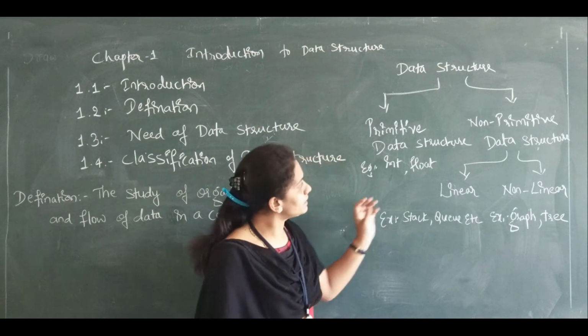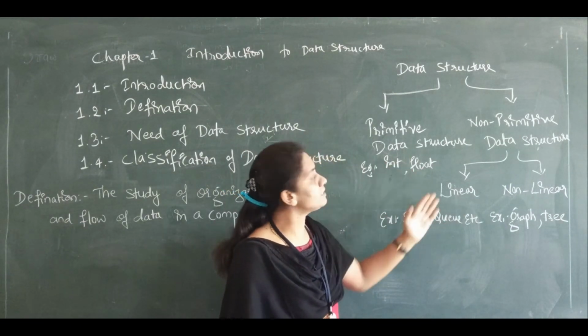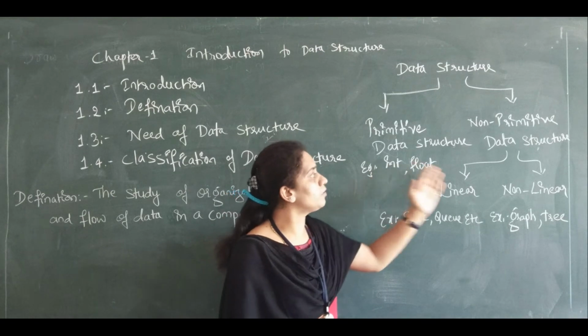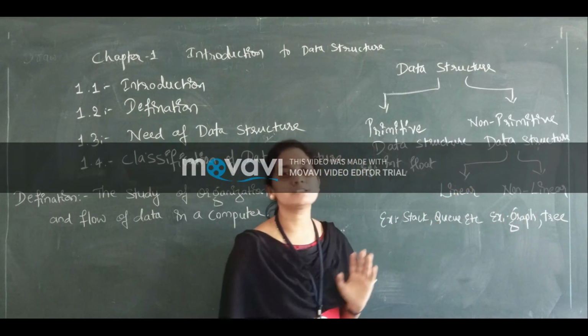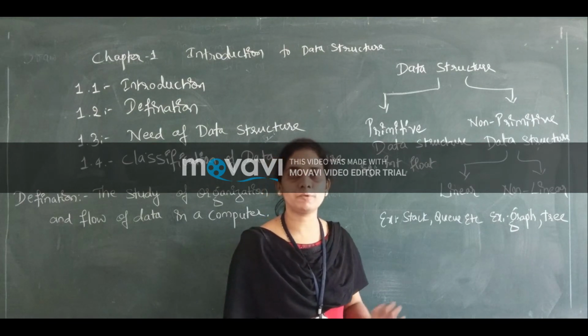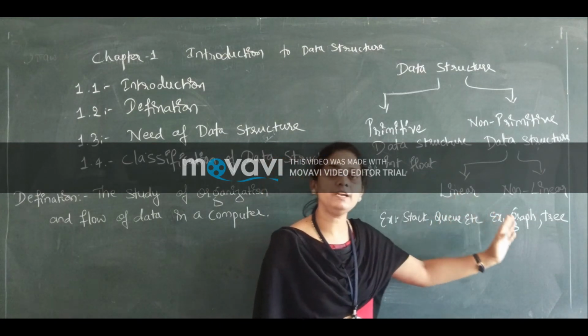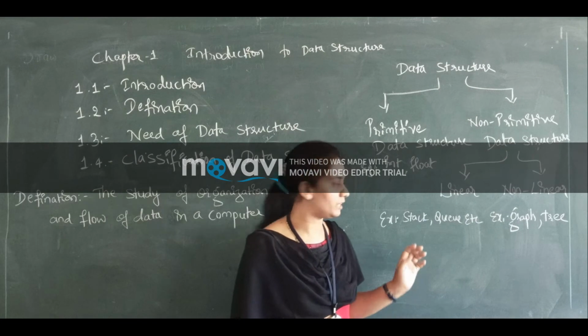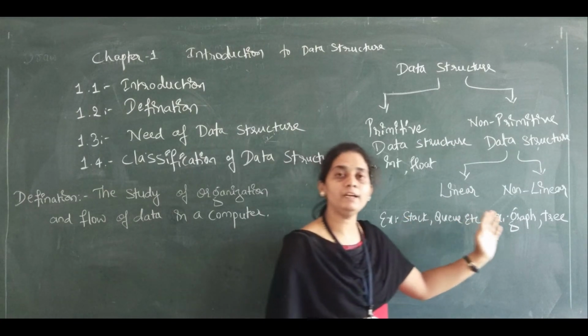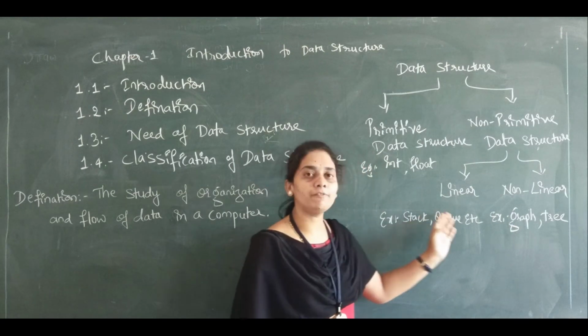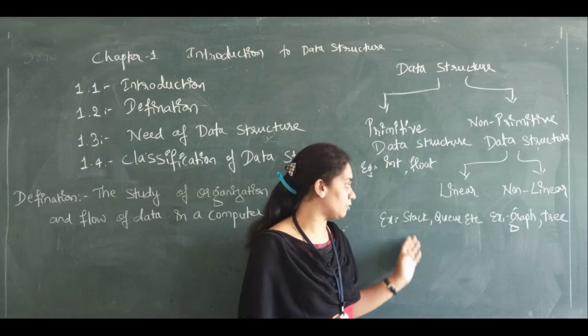Okay. So next, on these data structures, primitive and non-primitive, and again linear and non-linear, we are going to study the operations that are performed on the linear and non-linear data structures. In detail, we have chapters on stack, queue, graph and tree. These have different operations that are to be performed.